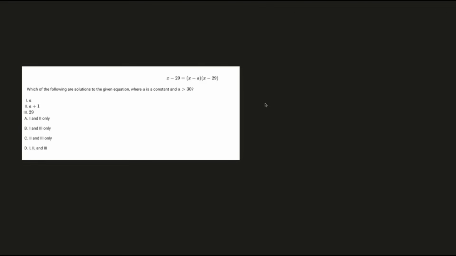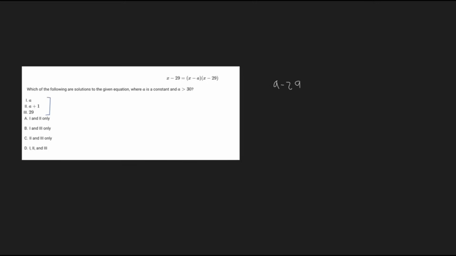So the following are solutions to the given equation where a is a constant and a is greater than 30. All right, so first off, we have three possible answer choices. So a plus 1, or 29. And so what we want to do first is, well, we can just plug in these values to see if they work out, right? So these roots or solutions are really just substitutes for the value of x, right? And therefore, we can say for the first one, if we were to test it, we replace x with a.